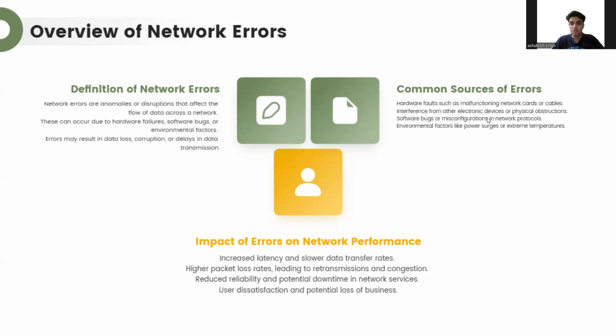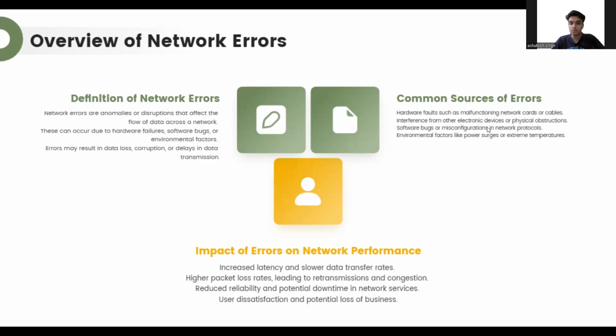Common sources of errors: hardware faults such as malfunctioning network cards or cables, interference from other electronic devices, or physical obstructions. Software bugs or misconfigurations in network protocols. Environmental factors like power surges or extreme temperatures.